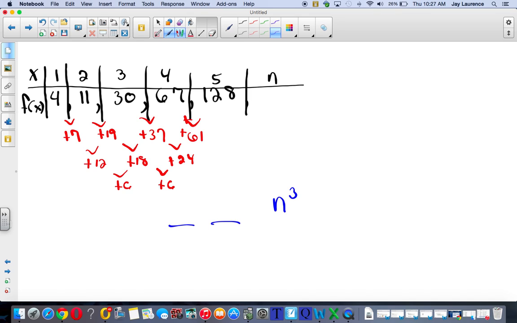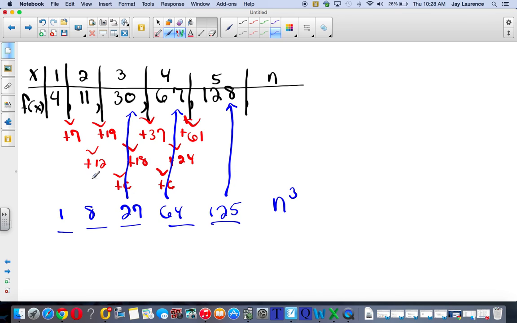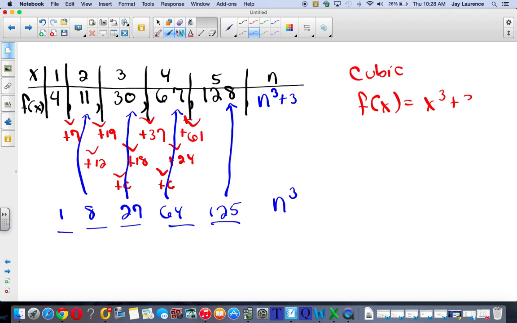And now I'll do my comparison line, and I'll cube the numbers. I'll cube 1, I'll cube 2, I'll cube 3, I'll cube 4, and I'll cube 5. And then I will compare them to the original black numbers. And it looks like my blue numbers are all 3 less than my black numbers. So the nth term will be n cubed plus 3. Therefore, my function is cubic. It is a cubic function. And it would look like f of x equals x cubed plus 3.